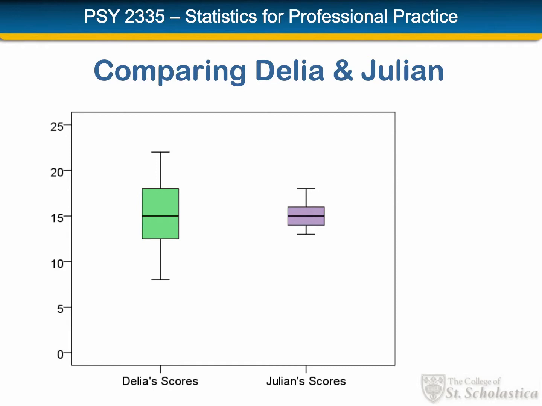We can also tell, although it's subtle, that Delia's scores are slightly skewed. When you look at the line for the median, it's slightly closer to the bottom of the box than the top, and that's an indication of skew in the positive direction.